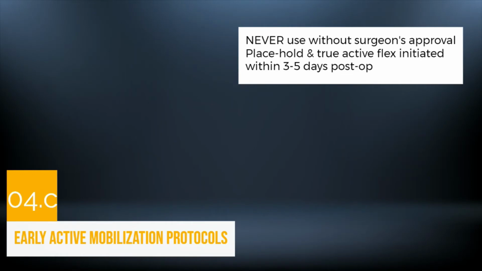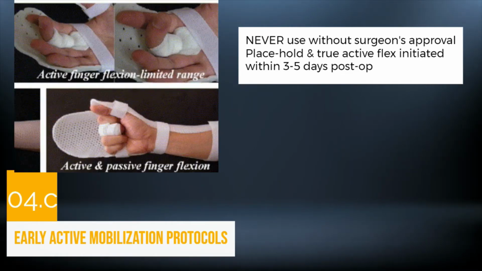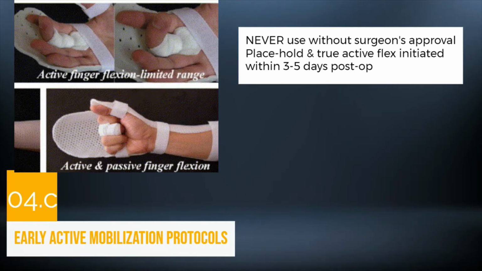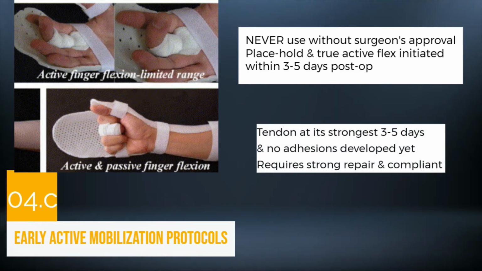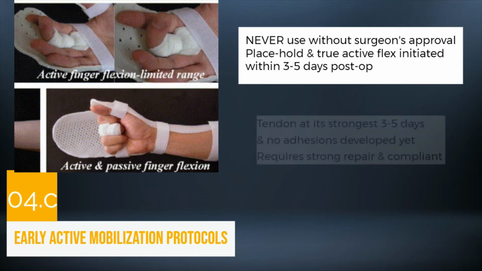Early active mobilization protocols incorporate place-hold flexion and true active flexion of the affected digits. A surgeon's approval is needed before using this protocol. Motion is ideally initiated within the first 5 days postoperatively, although up to day 7 is acceptable. Tendons are at their strongest from day 3 to 5 post-op, and no adhesions have developed yet. This protocol requires a strong surgical repair in compliant patients because it increases the risk for rupture.